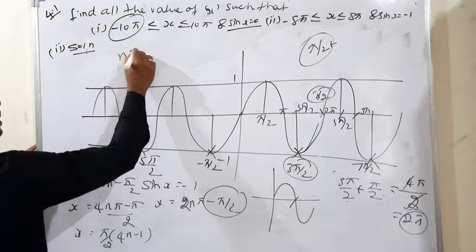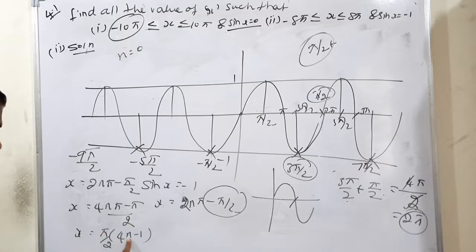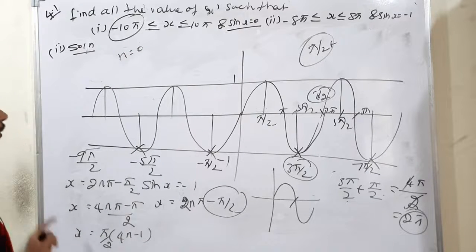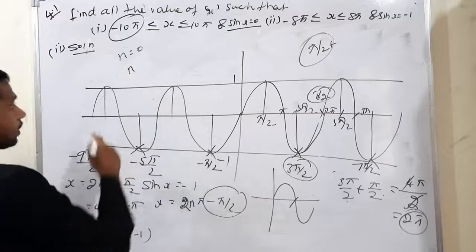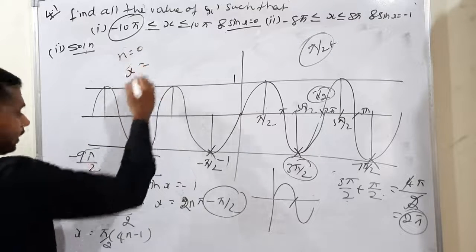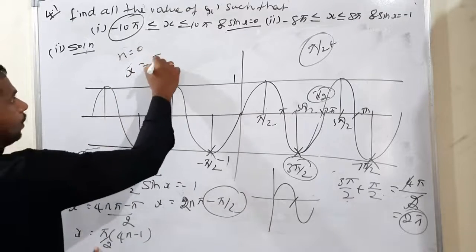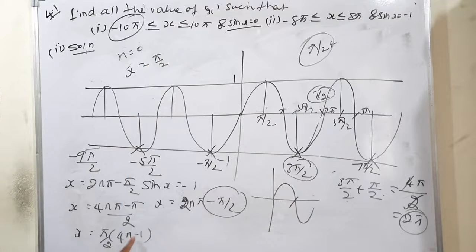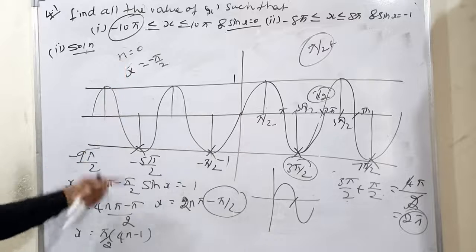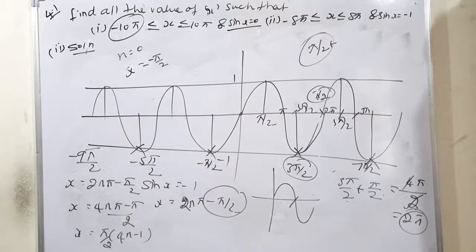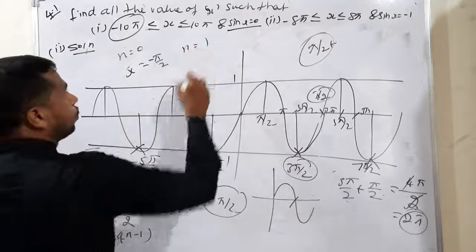First one, n is equal to 0 means what will happen? n is equal to 0 means 4 into 0 is 0, 0 minus 1 means definitely what is the value? n is equal to 0 means x is equal to pi by 2 will come, because 0 into minus pi by 2 will come. So x is equal to 0 means, then plus or minus, what are the possible cases?